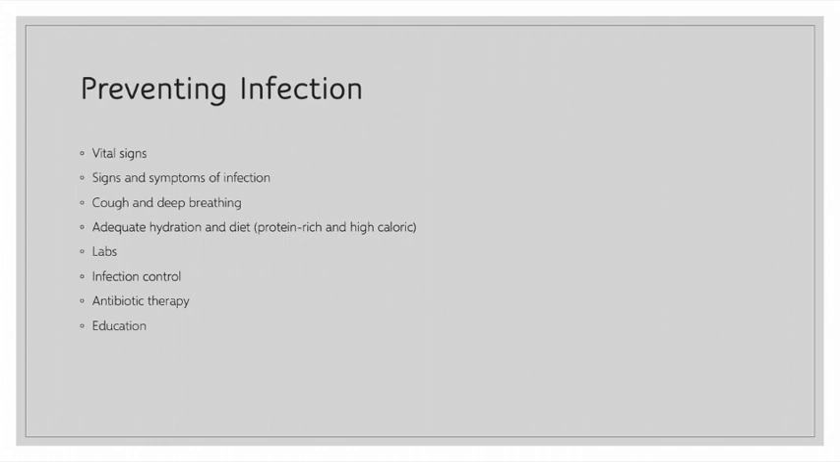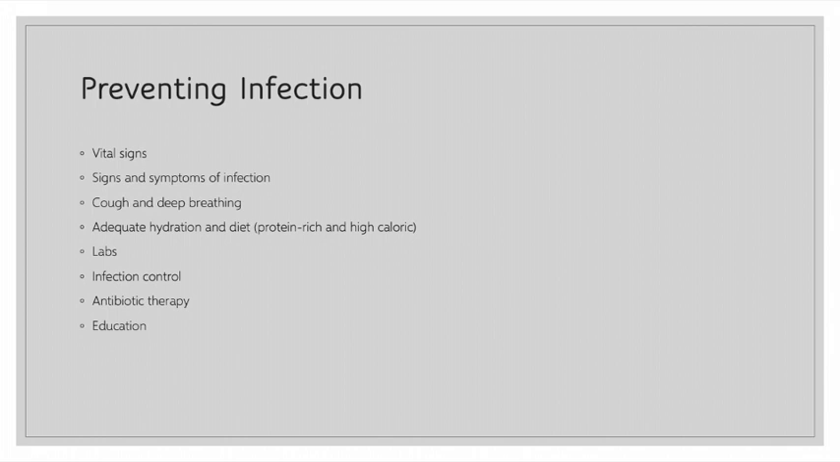Labs, obviously, we're going to be monitoring our white blood cells. Infection control, so proper hand washing, aseptic techniques, things like that, and then antibiotics. With antibiotics, we're going to try to get a sputum sample before or at least during their stay, because that's going to help identify what kind of infection the patient currently has. If they can't get enough sputum out at first, then we can put them on just some broad spectrum antibiotics.